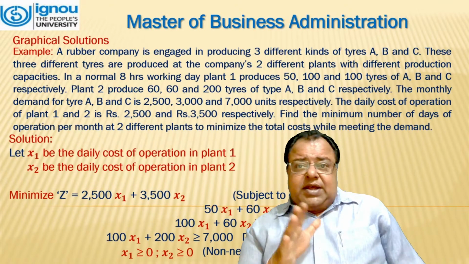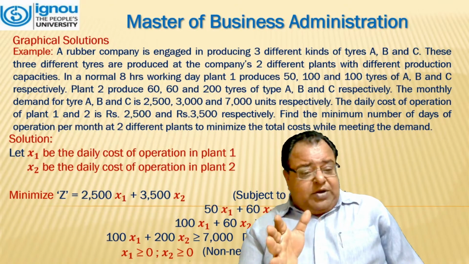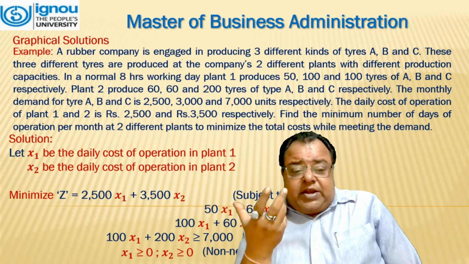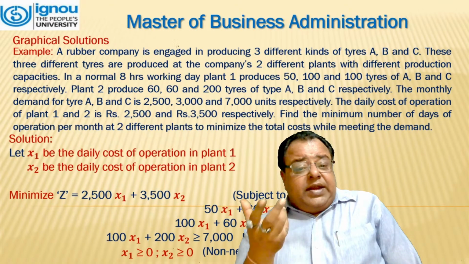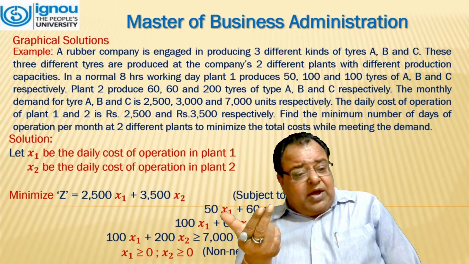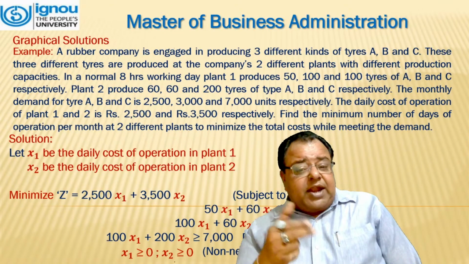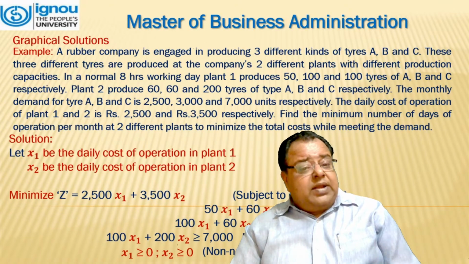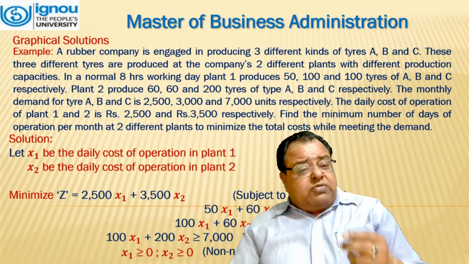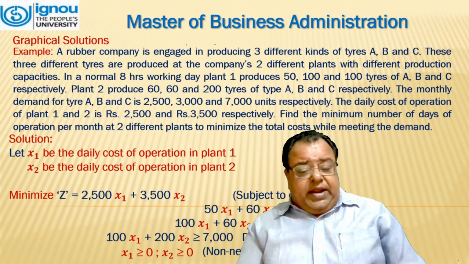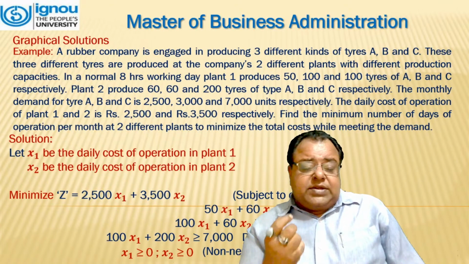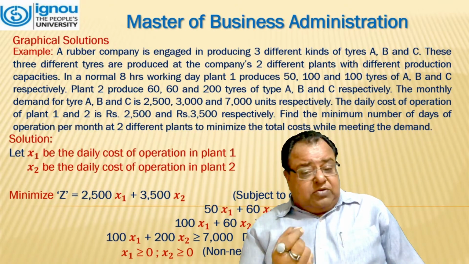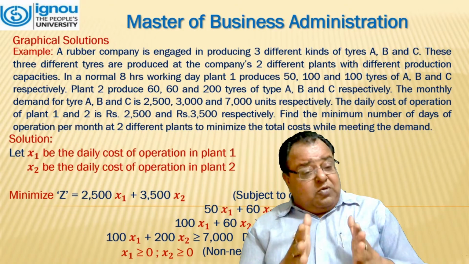As we have already discussed, it is represented by capital Z equal to. Now, the problem is related to daily cost. That means daily cost into number of your daily cost of operation for the plant. That means we will be converting this. We will be multiplying 2,500 with X1 and 3,500 with X2, and we will be adding it. That means we have to minimize Z equal to 2,500 X1 plus 3,500 X2, which is subjected to constraints.